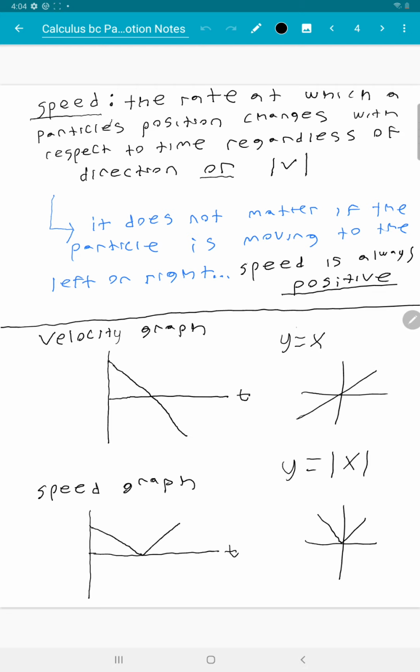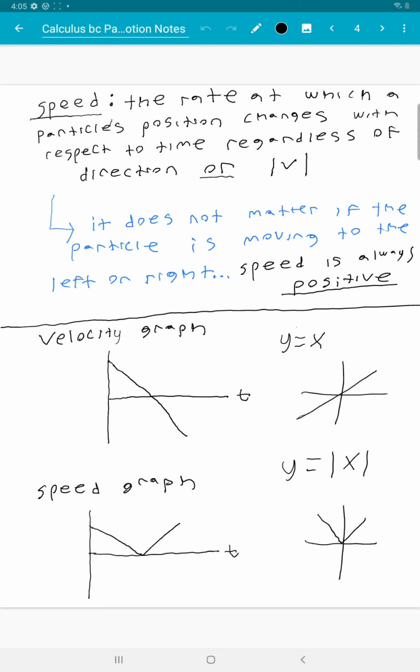And when it says regardless of direction, that means that it doesn't matter if the particle is moving to the left or to the right. Speed will always be positive. Think about it like if you're in a car. It doesn't matter if you're driving your car, if it's reversing, going forward, no matter what, speed will always show up as positive. And that is why we write speed as the absolute value of velocity. And just like velocity, it is measured in meters per second.